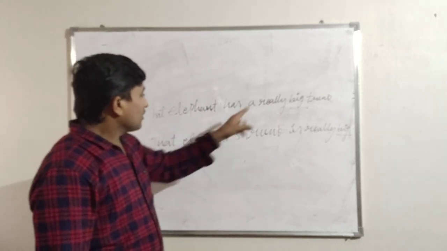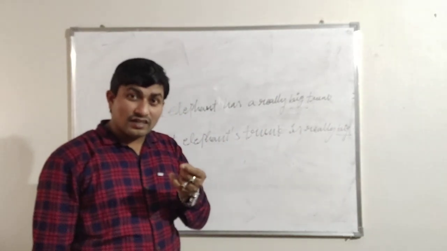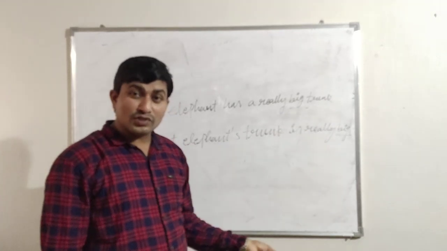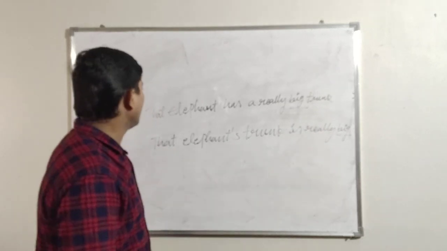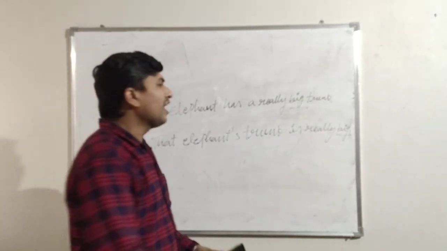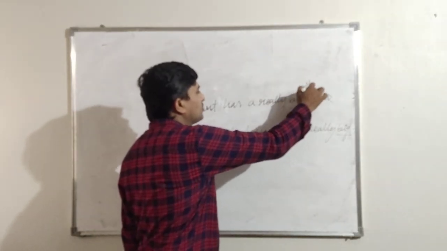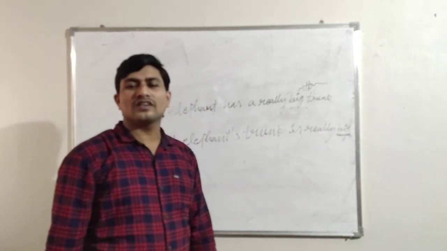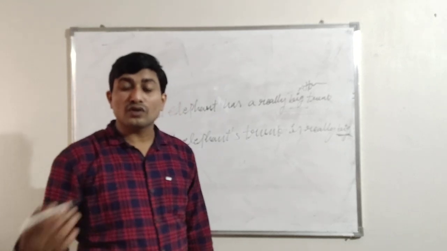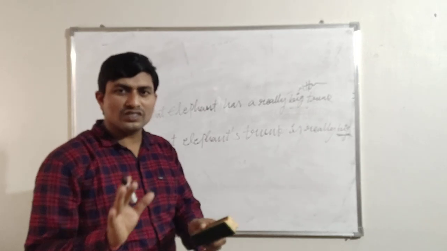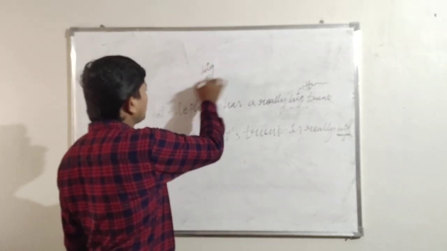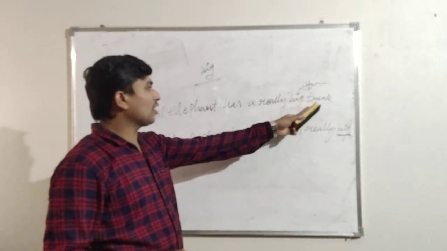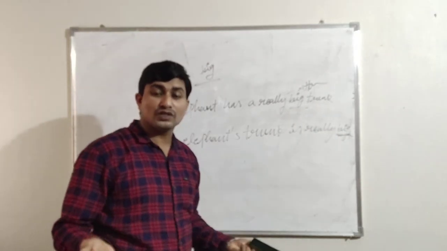But see here, in accordance with the situation in a sentence, the adjective may become either attributive or predicative. With the example, I have shown here: that elephant has a really big trunk. You know very well, an adjective used with a noun is an attributive adjective. Whereas in that elephant's trunk is really big, an adjective used without a noun is called predicative. So the adjective big can be either attributive or predicative in accordance with the situation in a sentence. Here it is used along with the noun, that's why it is attributive, and here it is used without a noun, that's why it is predicative.